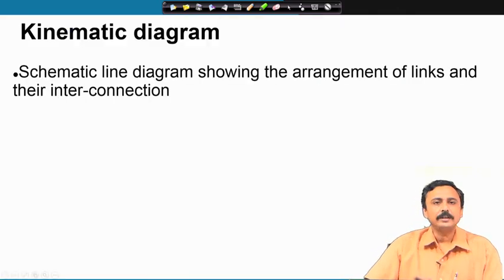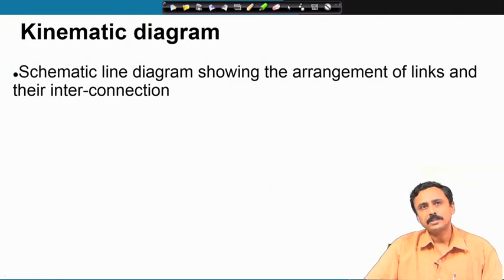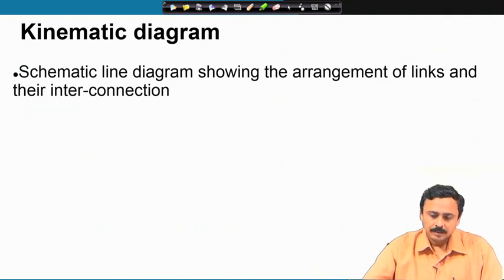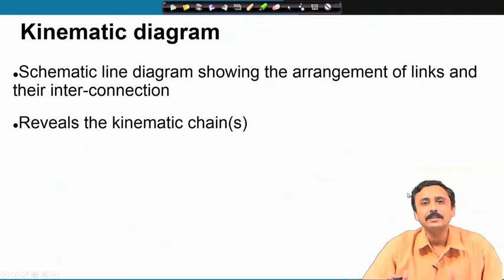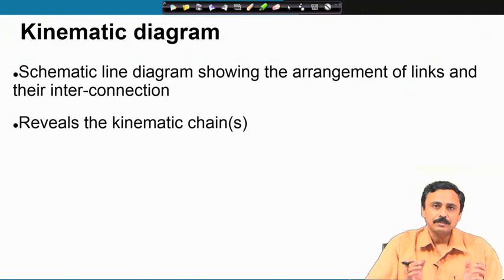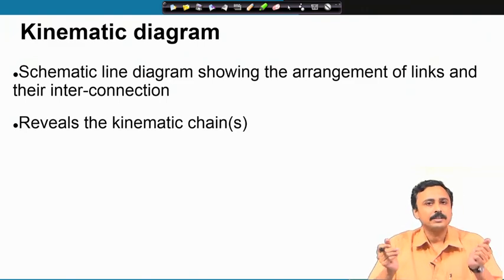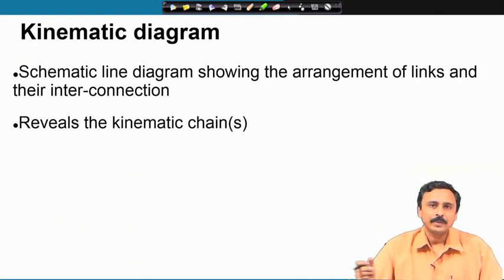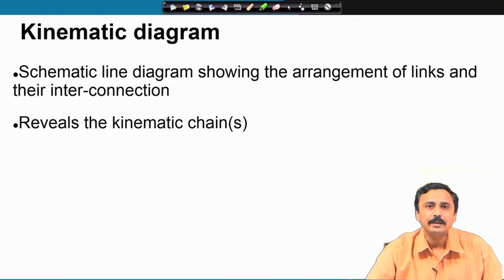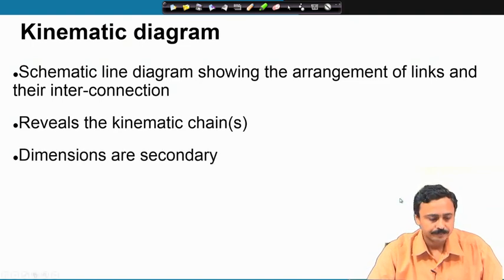Now, this is the formal definition of a kinematic diagram. It is a schematic line diagram showing arrangements of the links and their interconnections. It reveals the kinematic chains that are present in a mechanism. If you look at a complicated mechanism, at first it becomes very difficult to visualize how the links are interconnected, how they can move. If you draw the kinematic diagram, then it becomes clear.